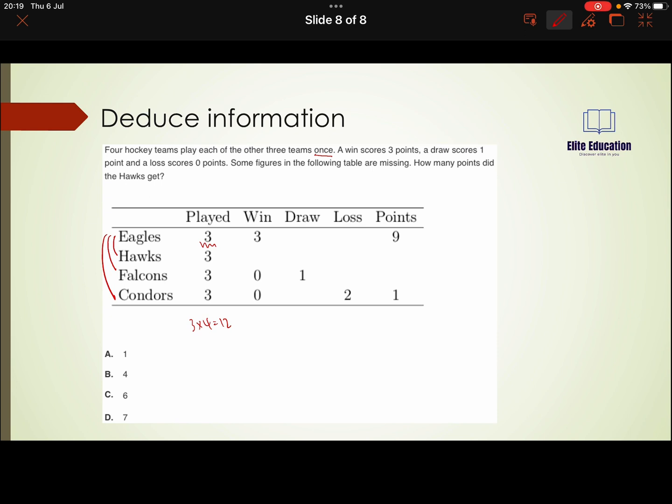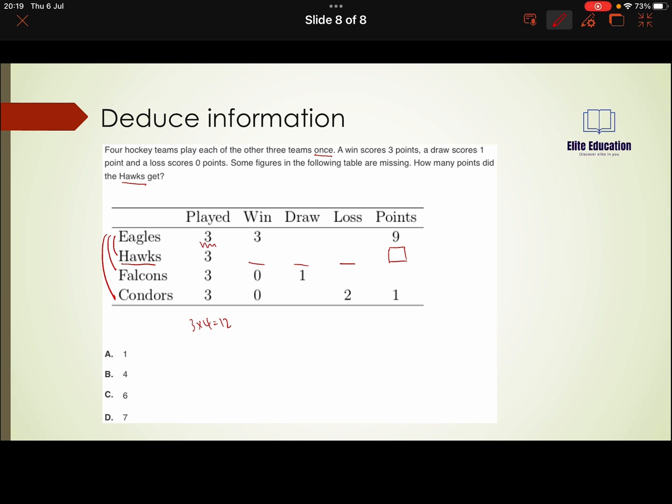The question says, how many points did the Hawks get? We need to find out the number of points for the Hawks. However, we know nothing about the Hawks. All of these spots are empty. So the first thing that we need to do is start deducing our information. That is the part where this comes in handy.